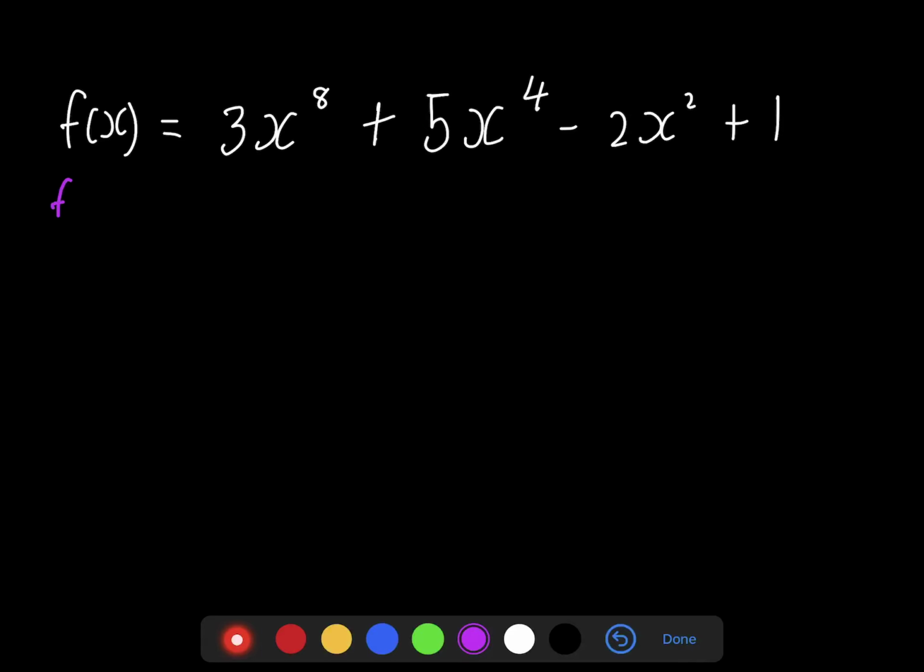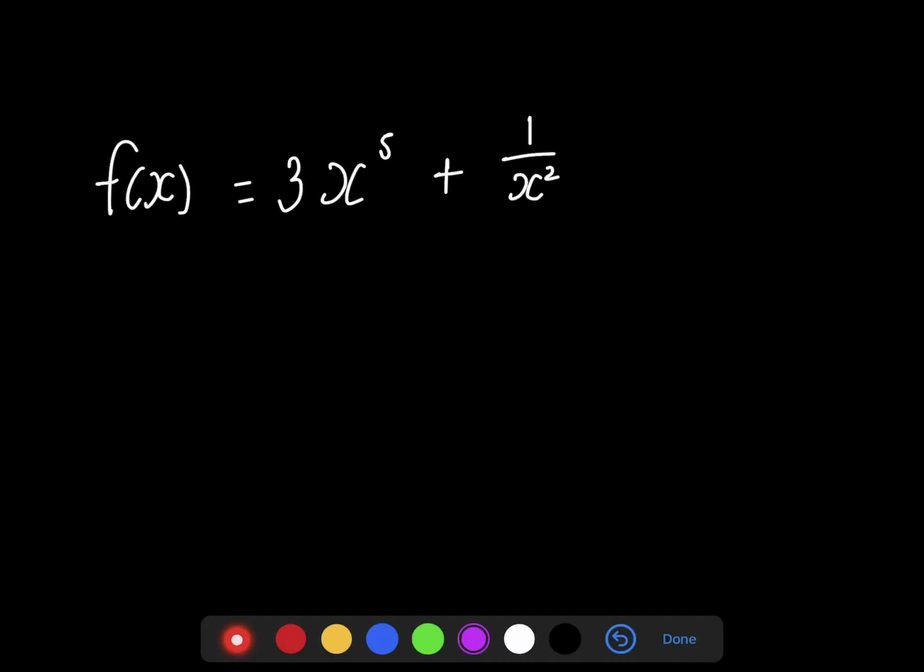This one's a little more involved, but we're applying the same rules. 8 times 3 is 24, 8 minus 1 is 7, plus 5 times 4 is 20, 4 minus 1 is 3, minus 2 times 2 is 4, 2 minus 1 is 1, so it's x to the power of 1. Of course, that falls away.